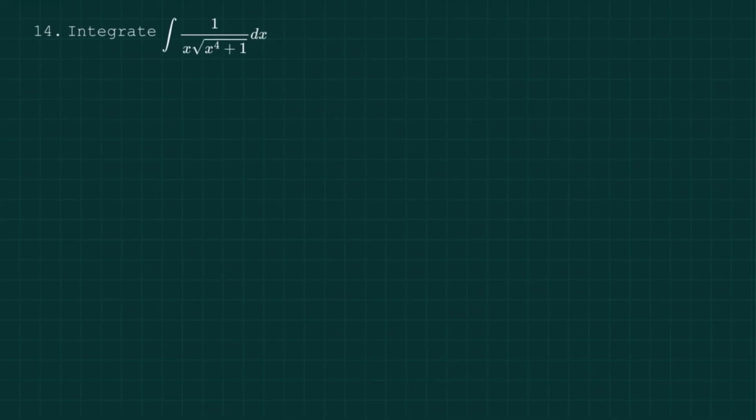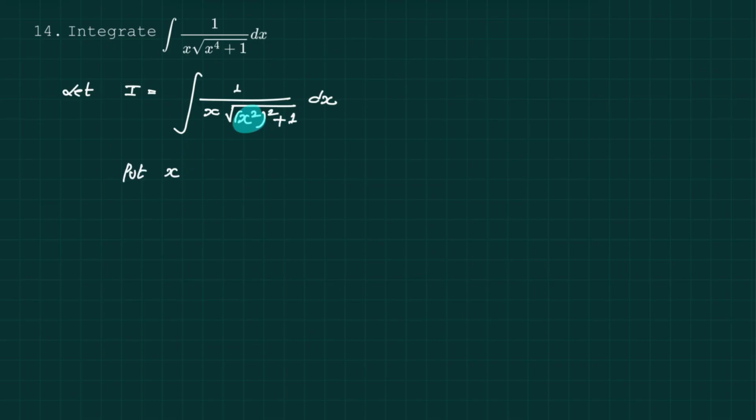Question 14. Integrate 1 over x into square root of x to the power 4 plus 1. So let I equal the integration of 1 by x square root of, let us write x to the power 4 as x square whole square plus 1 dx. So here we will assume this x square to be t. So put x square equals t, and on differentiating we will have 2x dx equals dt, and hence x into dx equals dt by 2.